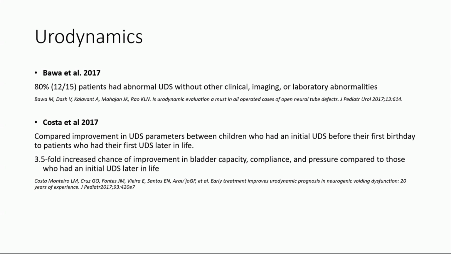Another retrospective study by Costa et al. compared improvements in the urodynamic parameters between the children who got the test done before their first birthday to those who got it done later in their lives. And they found that there was a 3.5 times higher chance of improvement in the bladder capacity, compliance, and pressure for the children who got it done before the first year of age than those who got it done later, providing another compelling support for the proactive management.